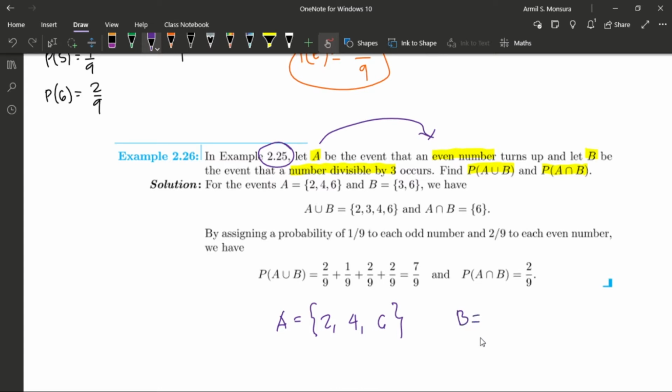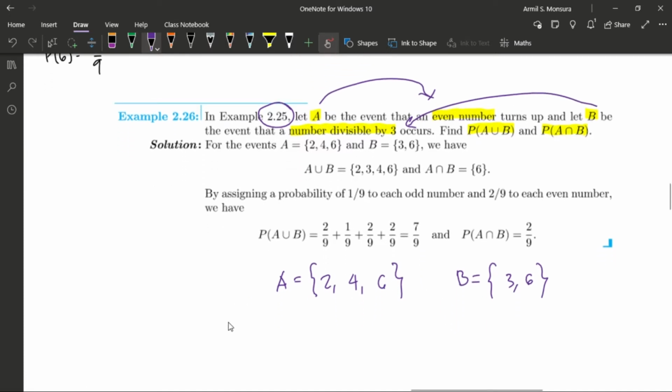Tapos, yung event B is the number divisible by 3. So, 1, 2, 3, 4, 5, 6. Ano yung mga numbers doon na divisible by 3? So, it seems na 3 at saka 6 lang naman yun. Now, first, can we consider A and B to be mutually exclusive events? Mako-consider ba natin na events A at saka B to be mutually exclusive events? Is event A and event B mutually exclusive?